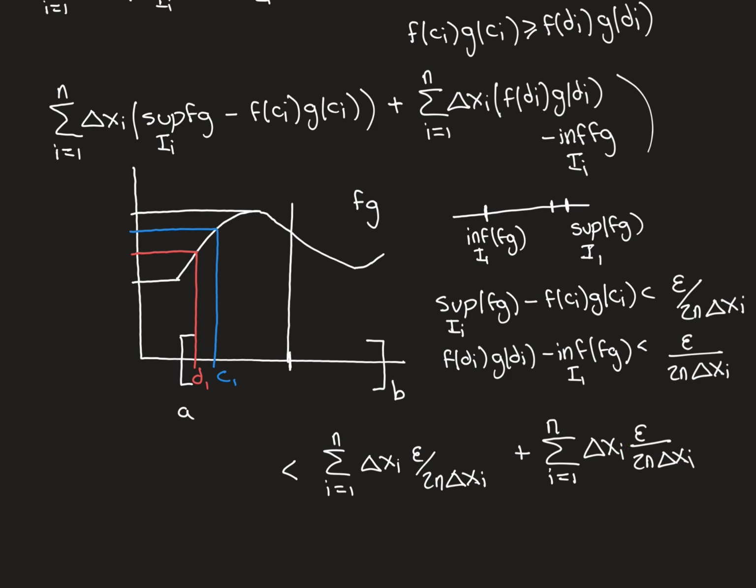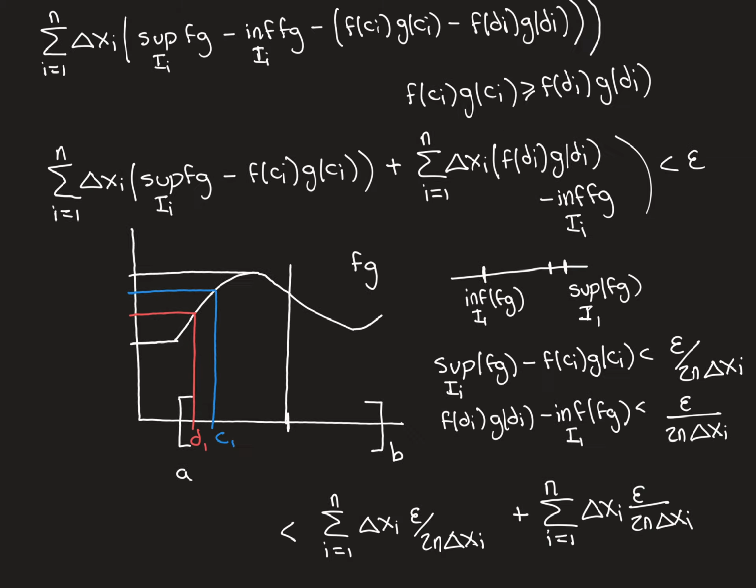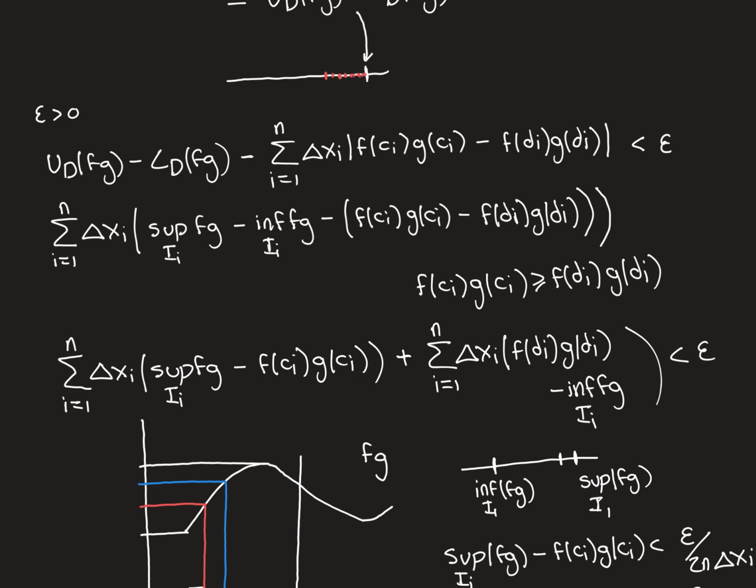And again, looking at this one, you can see the delta xi's will cancel, so you'll just get epsilon over 2n summed n times, which will give us epsilon over 2. So overall, this is just epsilon over 2 plus epsilon over 2, which is epsilon. So overall then, by picking C and D points according to those specifications, you can make this sum less than epsilon. And remember, this sum was equal to this difference here.